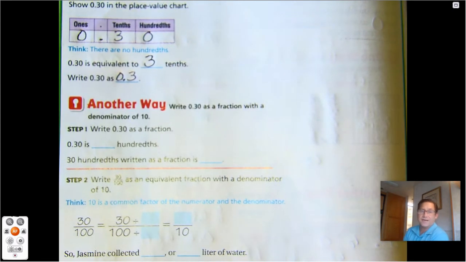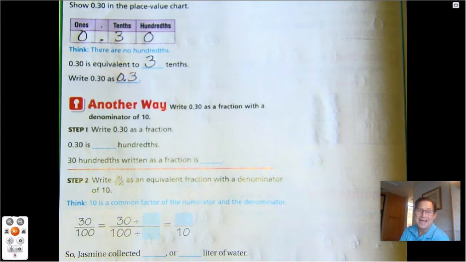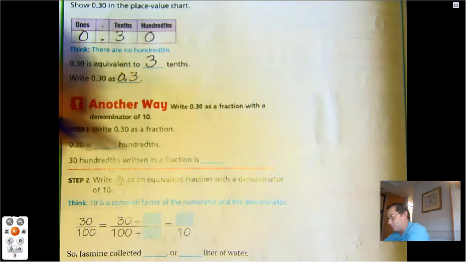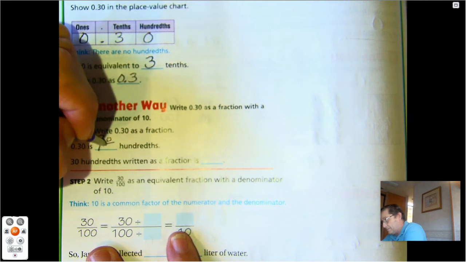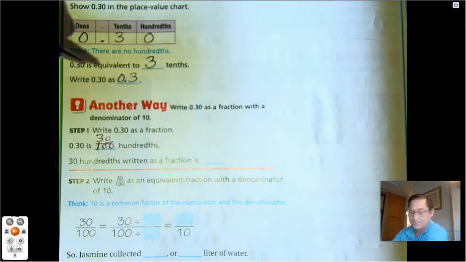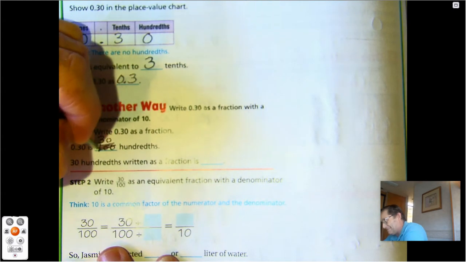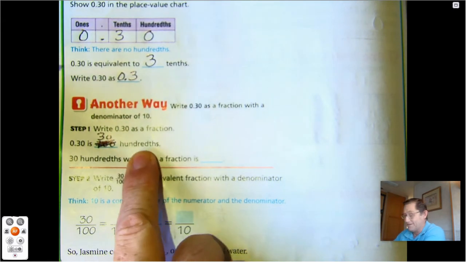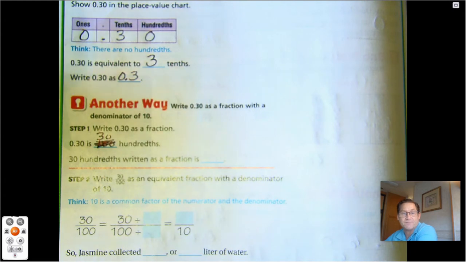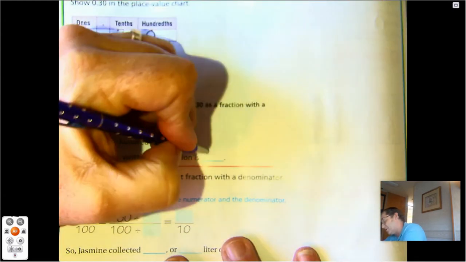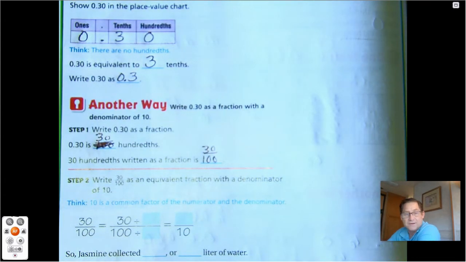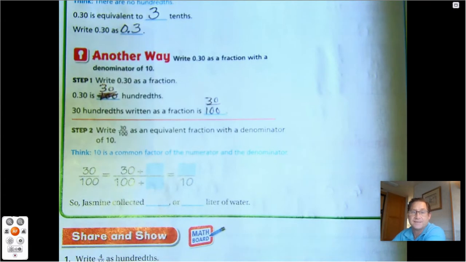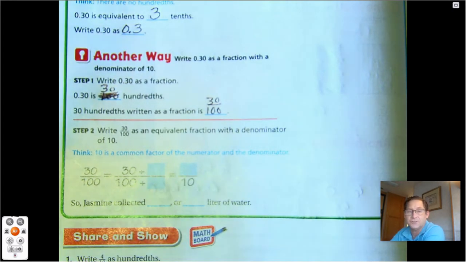We could also write 30 hundredths as a fraction with a denominator of 10. So how would we do that? So 30 hundredths. I'm sorry, we don't need the over 100 because it's already written right there. So 30 hundredths written as a fraction is 30 over 100. So now step 2, write 30 hundredths as an equivalent fraction with a denominator of 10.